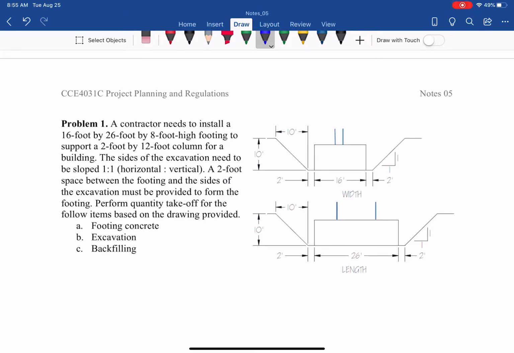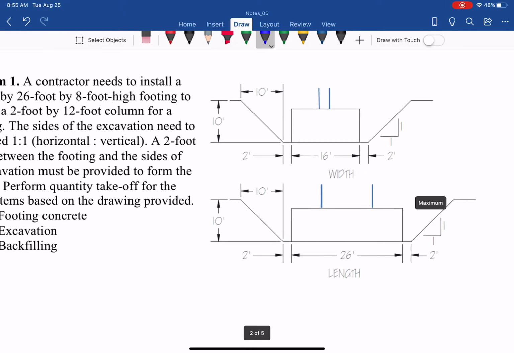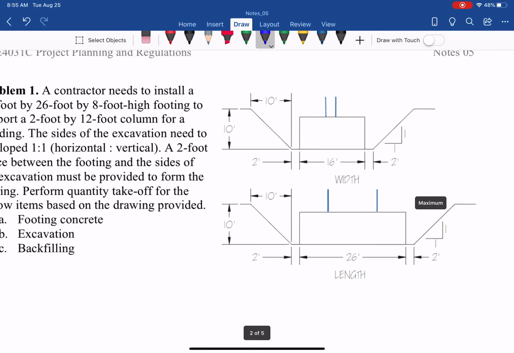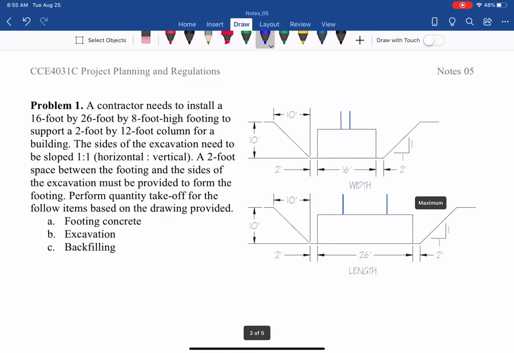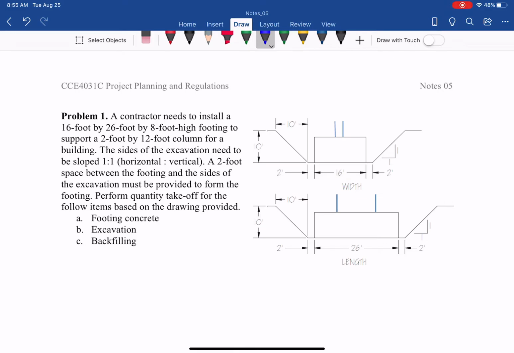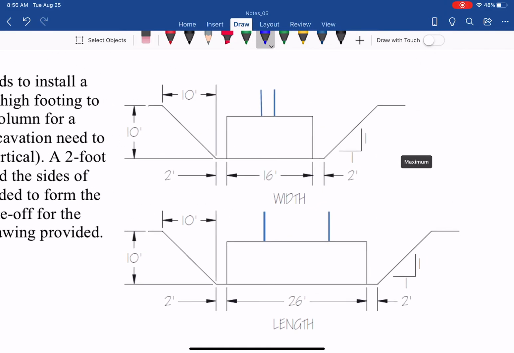So in problem one, a contractor needs to install a 16 foot by 26 foot by 8 foot height footing to support a 2 foot by 12 foot column for a building. The two sketches here basically show the cross section in both sides of the footing, including excavation, slope of the excavation, and the column, etc. The sides of the excavation need to be sloped at 1 to 1, so it means one horizontal and one vertical, as shown by the slope here.